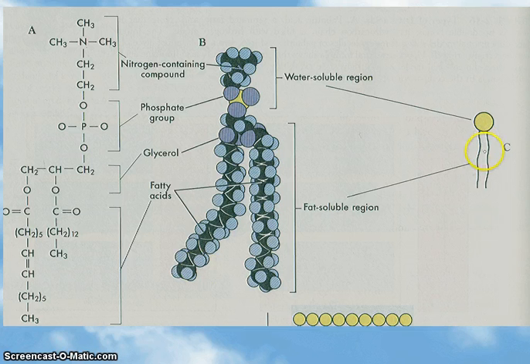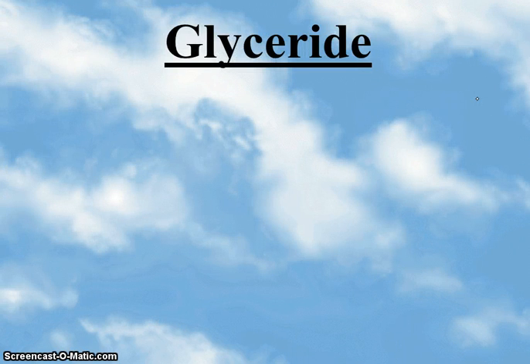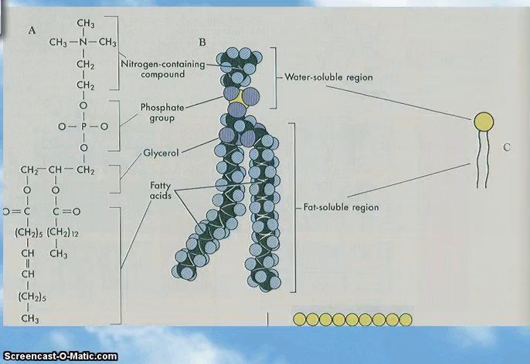Now, a shorthand way that this molecule is drawn in biology looks like this. This region here is sometimes referred to as the head of the molecule, and these are referred to as the tails. The head region would be attracted to the water molecules, whereas the fatty acid or the tail regions would be repelled by the water molecules.